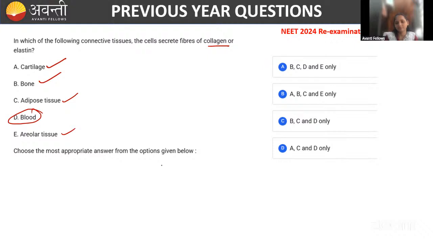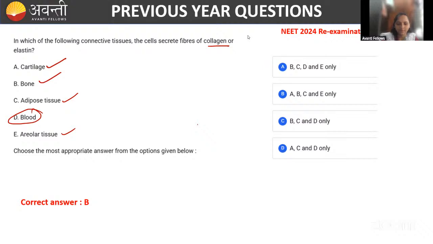Blood. Yes or no? Right? Collagen or elastin secrete the fibers of which one of the following tissue secrete the collagen or elastin? Mainly, collagen and elastin is not present in the blood. Other fibrinogens are there in the blood. Okay. But it does not have the collagen and elastin. So that's why the correct answer is A, B, C, and E only.